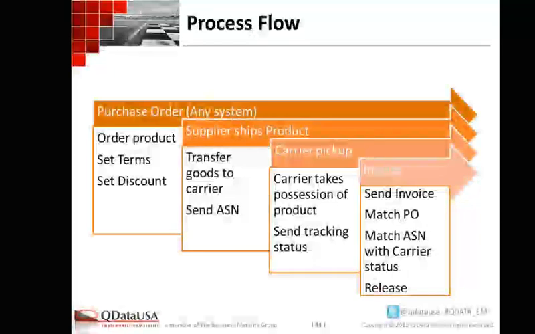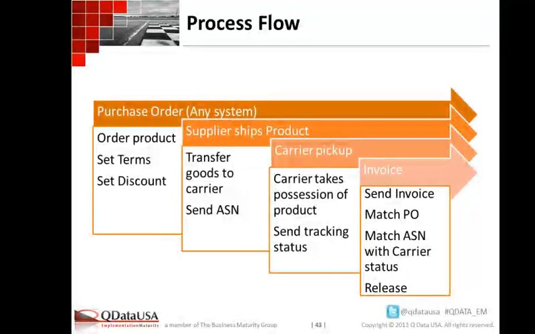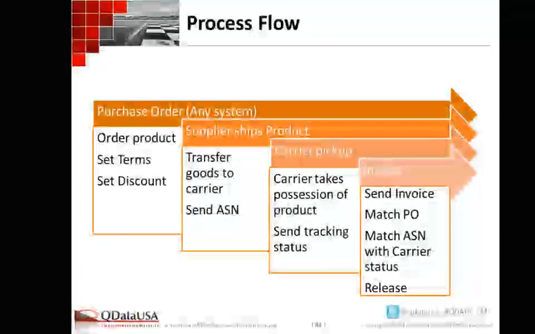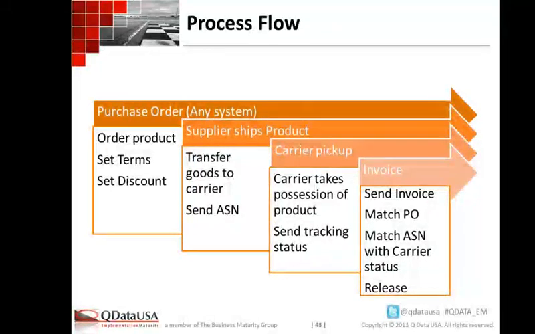So if we look at the process flow of what we put in to make this happen, from a purchase order perspective, we order the product, we set the terms, and we set the discount. The supplier ships the product, they transfer the goods to the carrier, and then they send us the ASN to tell us they shipped the product. From a carrier perspective, the carrier takes possession of the product and they send us the tracking status. The supplier gives us the invoice. We match that invoice to the PO. We match the ASN with the carrier status for that particular PO. And if it matches, we release the invoice for payment.